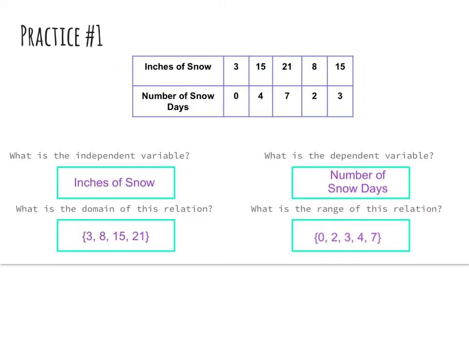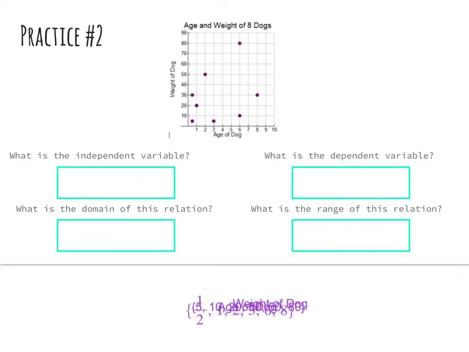Excellent. Let's look at the next one. Alright, this time they've given us the data as a graph. Now again, it's just showing us a different way to show the data, but it doesn't change what we're looking for. We're still looking for the independent variable, dependent variable, domain, and range. I want you to pause the video now, try it for yourself, then unpause it to see if you are right.